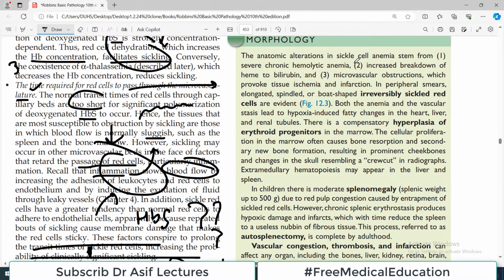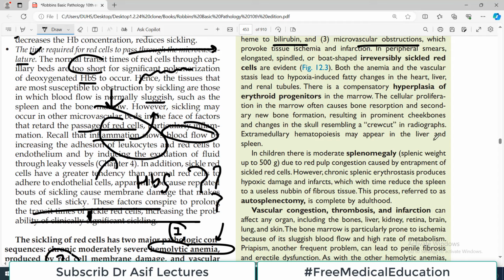The anatomic alterations in sickle cell anemia stem from, number one, severe chronic hemolytic anemia, which means there will be jaundice and hyperbilirubinemia because of hemolysis, increased breakdown of heme to bilirubin. Number two, microvascular obstruction, blood vessels get clogged. So we talked about it, and this particularly happens, for example, in the spleen, right? And splenic infarcts will be there, so that's an easy bit to understand.